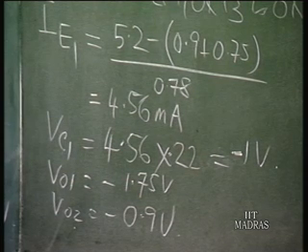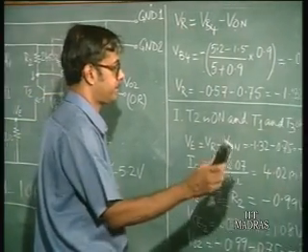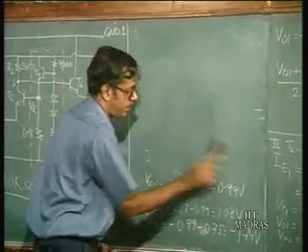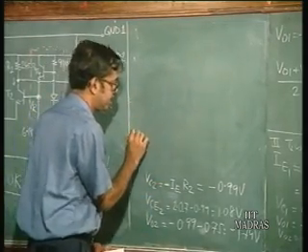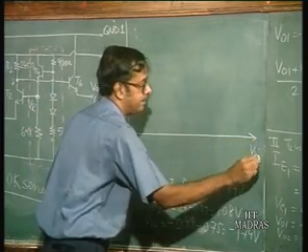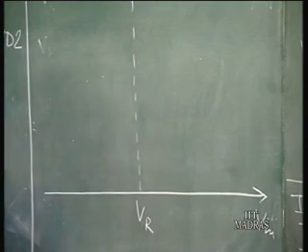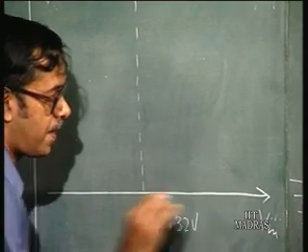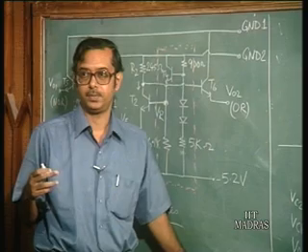Now, can we draw the input output characteristics based on this? So, this is the input scale, say. I draw this. This is VR equal to minus 1.32 volts. And then what happens? Suppose we are plotting the OR output.